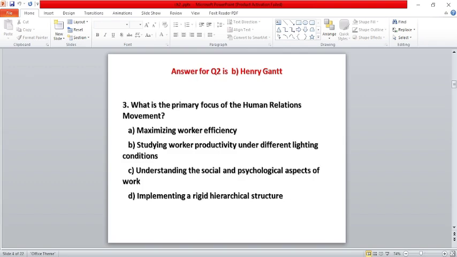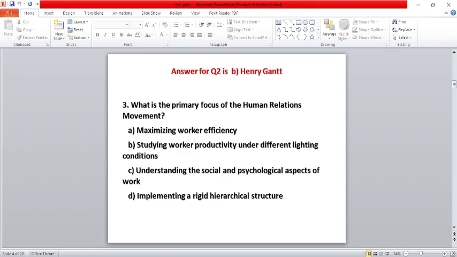Question number 3. What is the primary focus of human relations movement? A. Maximizing workers' efficiency. B. Studying worker productivity under different life conditions. C. Understanding the social and psychological aspect of work. D. Implementing rigid hierarchical structure. The answer for this question is C. Understanding the social and psychological aspect of worker.